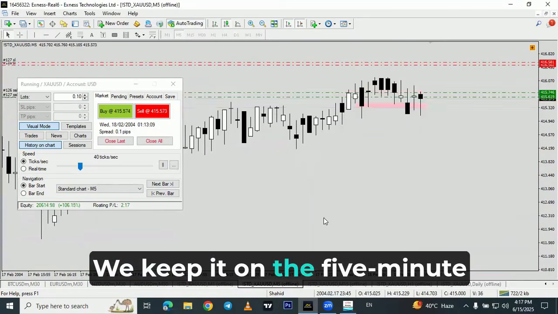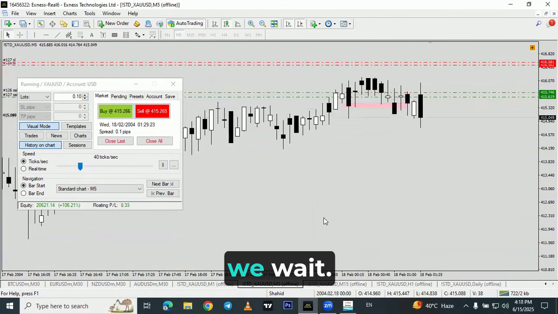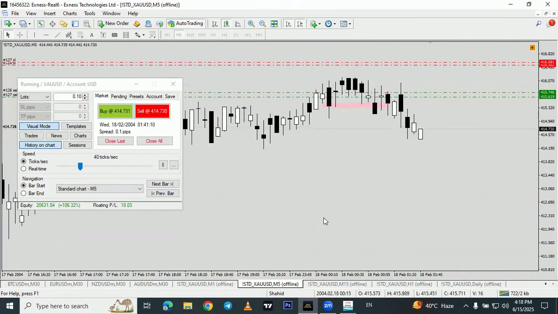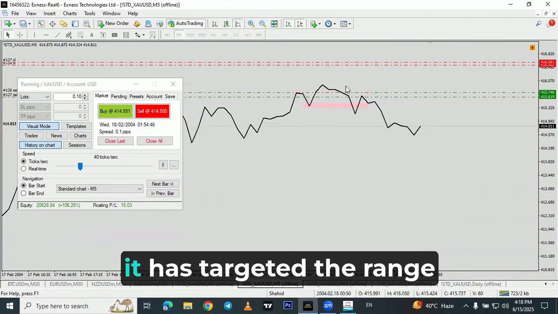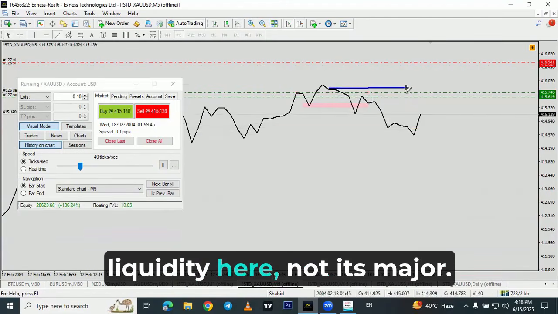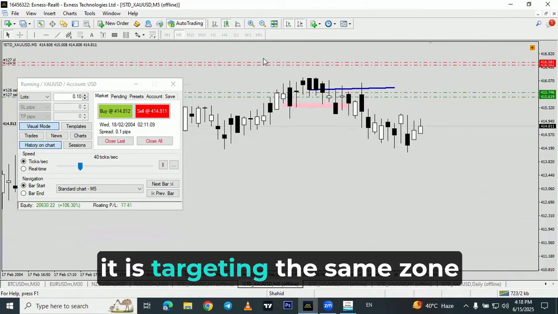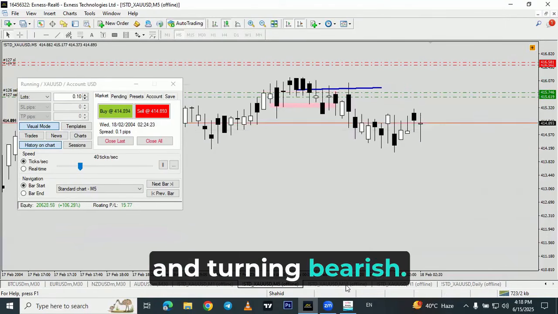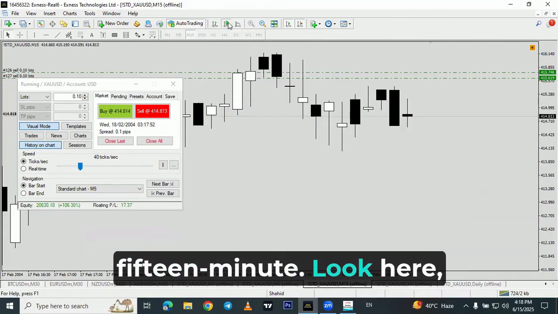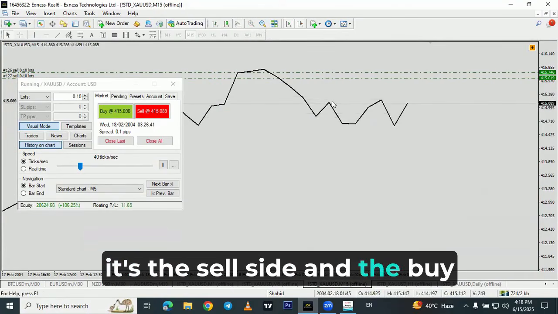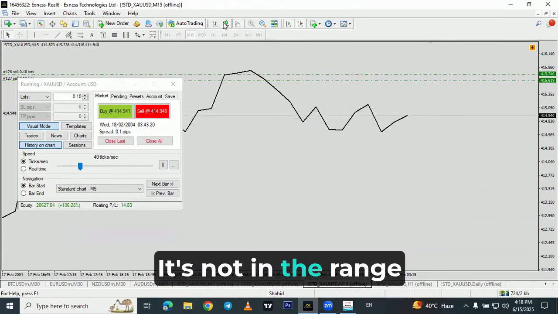We keep it on the 5-minute with the 5-minute. Look here, we wait. If you see here, it has targeted the range liquidity here, not its major. Look, it is targeting the same zone and turning bearish. If we put it on the 15-minute, the market is bearish on the 15-minute. Look here, it's the sell side and the buy side. It's not in the range liquidities.